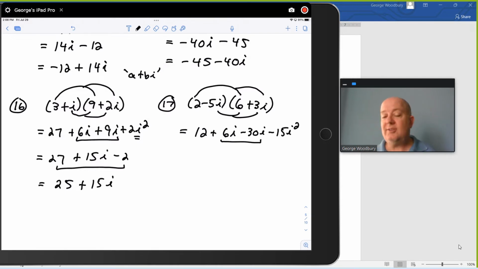So I'm going to combine 6i and negative 30i. And at the same time, I want to think of minus 15i squared as plus 15, which I can then combine with the 12. 12 plus 15 is 27. And 6i minus 30i, that is minus 24i. There's our answer as a complex number. Now notice in problem 16, I took a couple extra steps to get there. Do whatever is easiest for you.